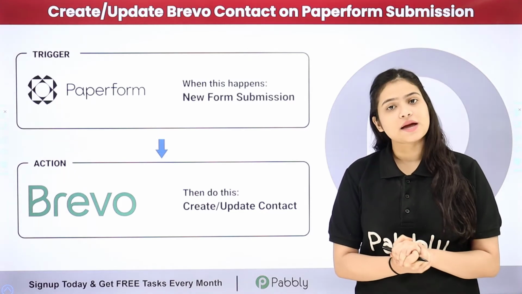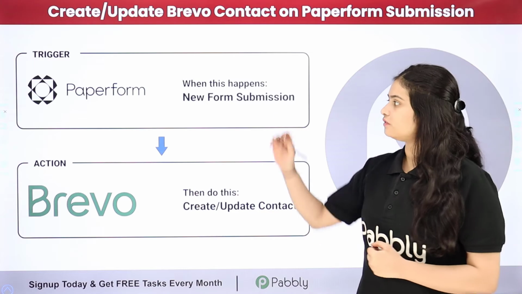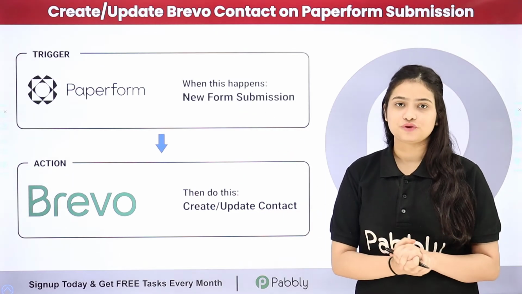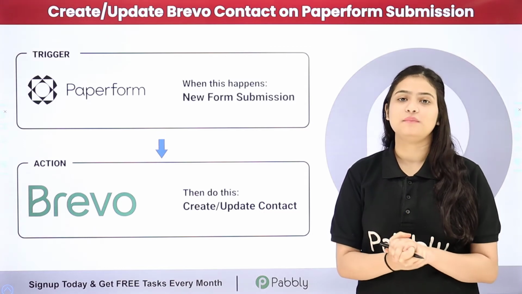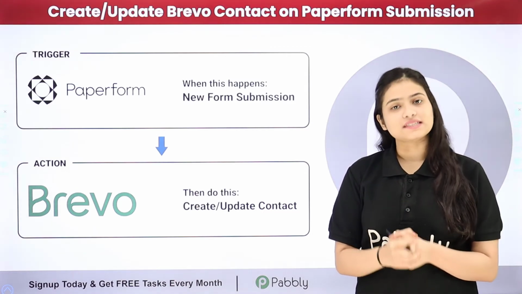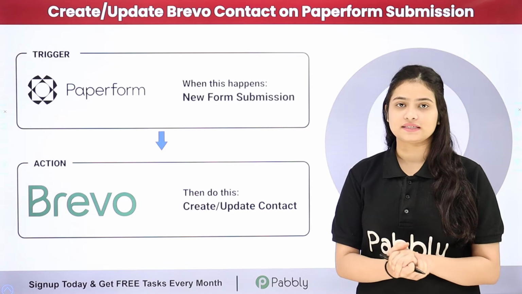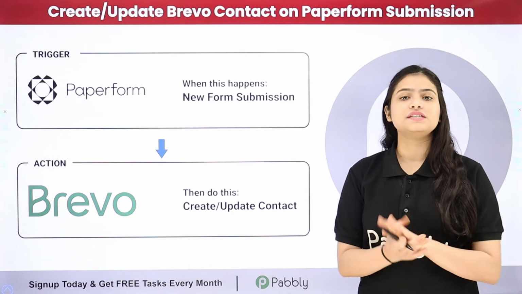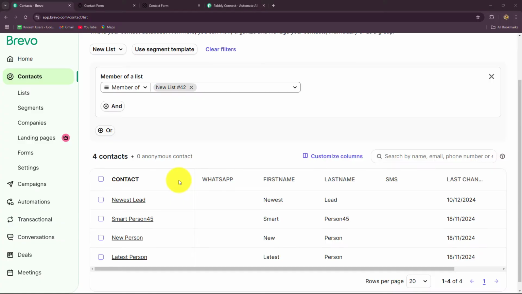Now to automate this entire process, we will have to set up the connection between Paperform and Brevo, and that we are going to do without any coding and any programming skills, simply with the help of Pabbly Connect. So if you also want to learn this amazing automation for your business step by step, and you want to know how this automation is actually going to work, for that let me take you all towards my screen. Welcome to my screen everyone.